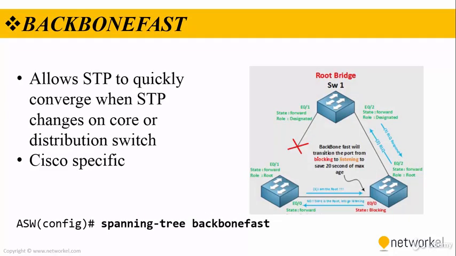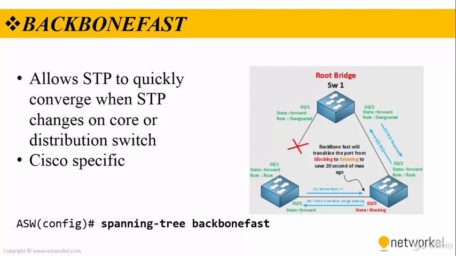The second feature is BackboneFast, which allows STP to quickly converge when STP changes on a core or distribution switch. That's also a Cisco-specific feature. BackboneFast is meant to resolve a connection failure on the backbone. By using this, if a switch receives a root BPDU with the sending switch's address as the root, it will know it has a broken link.